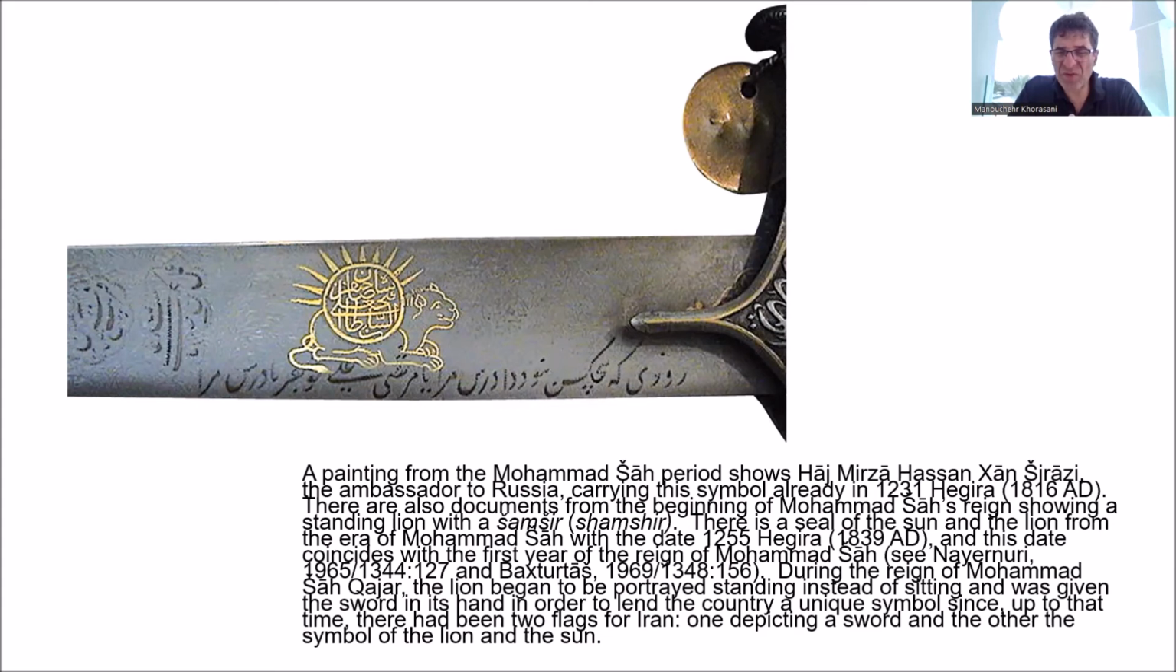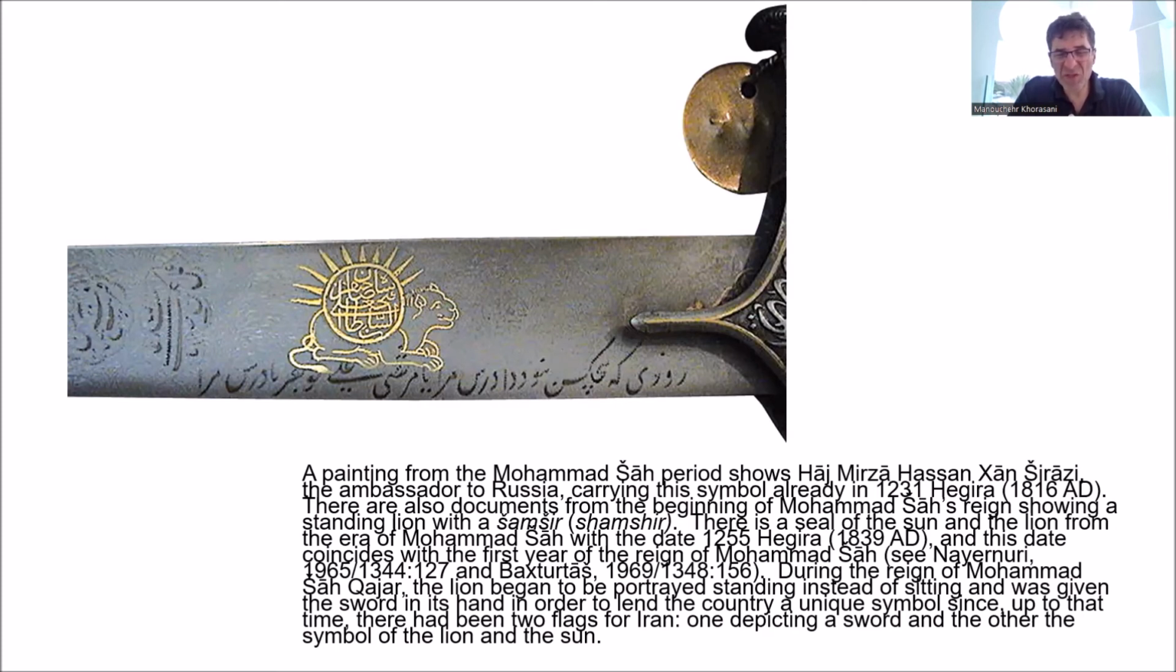There are also documents from the beginning of Muhammad Shah Qajar showing the standing lion with the Shamshir. There is a seal of the sun and lion from the era of Muhammad Shah, with the date 1255 Hijra, 1839 Anno Domini. And this date coincides with the first year of the reign of Muhammad Shah.